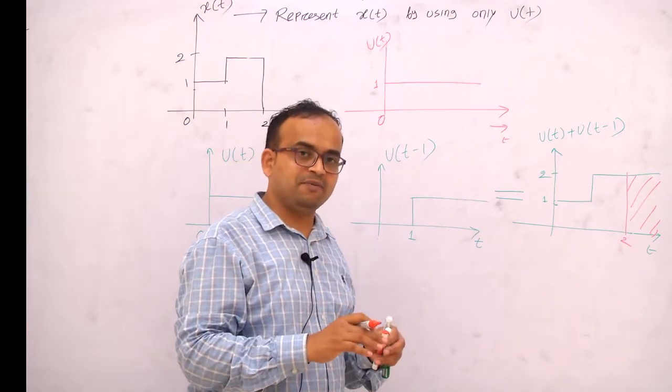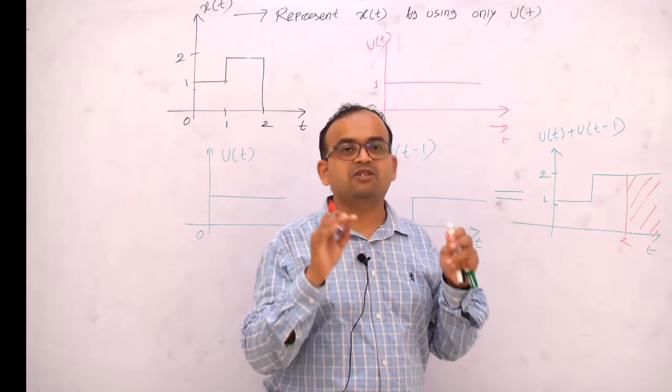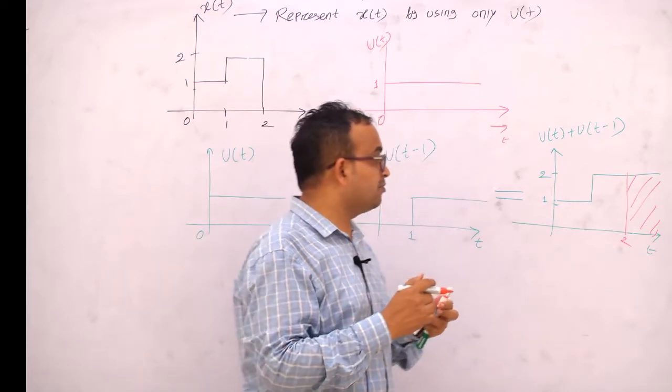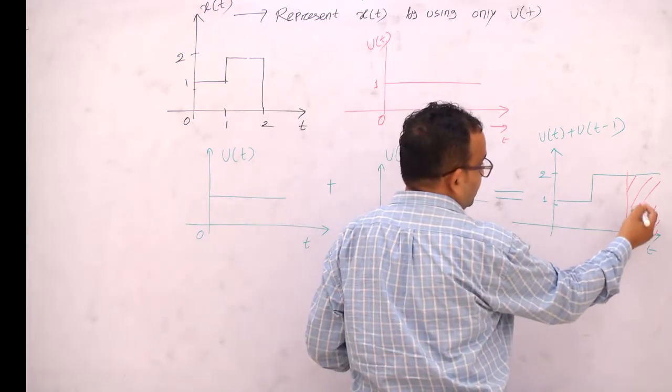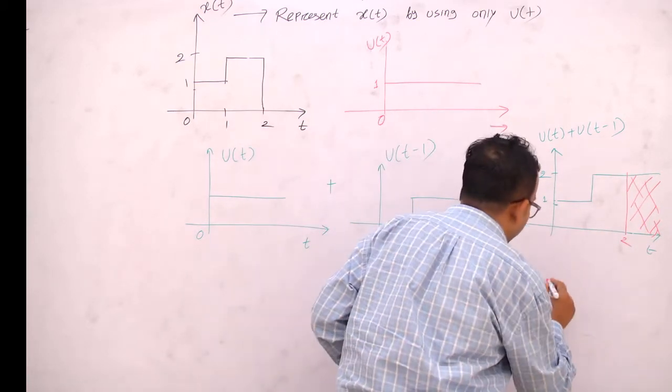How can you stop? I have to avoid it. How can you avoid it? I can avoid it by using subtraction. Subtraction means I can remove. So what signal must be there? What do I have to subtract? Very simple thing. For this, I can now draw the red signal.